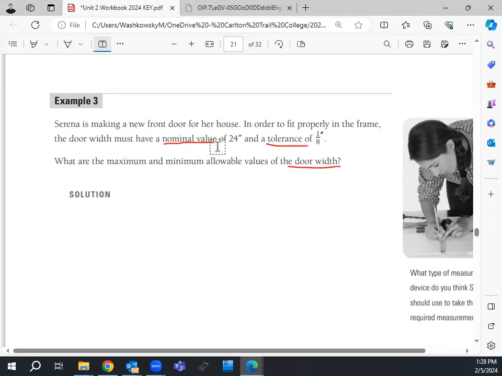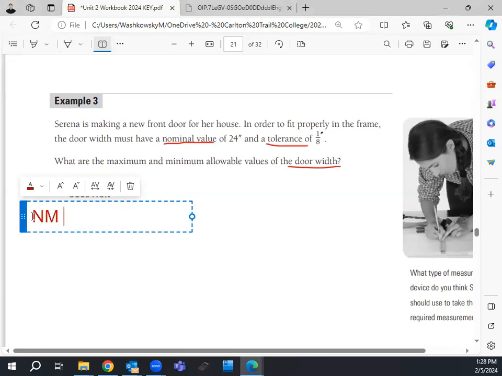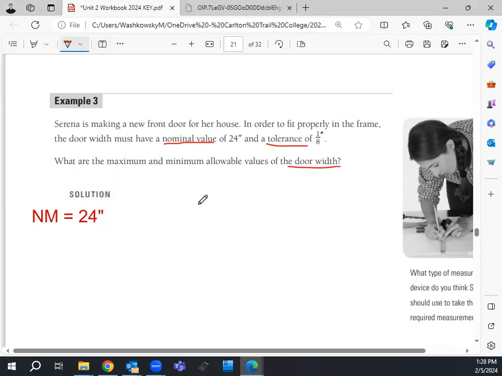So we're saying that, first off, what does nominal value mean again? Is that the highest, the lowest, or the middle? It's the middle, right? So the nominal value is 24 inches. What that's saying is that if I have a door, the middle value here is this 24 inches. You don't have to draw this part here, I'm just doing it as an example. It has a nominal value, the middle value, the acceptable range, and that's right in the middle, is 24 inches wide.